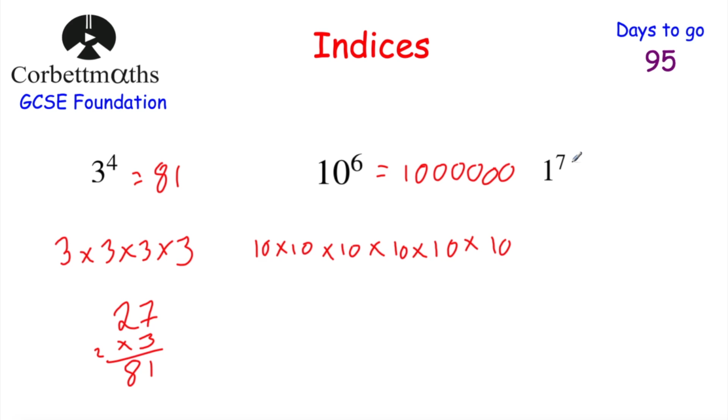Well, 1 times 1 times 1 times 1 and so on, that's going to be equal to 1. And you can write it out in full if you wanted to, but I just know that 1 to the power of 7 will be equal to 1 because it's just 1 times 1 times 1 times 1 and so on. And that's it.